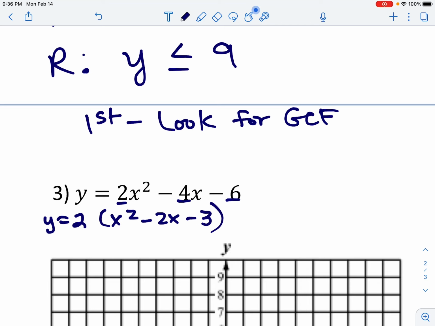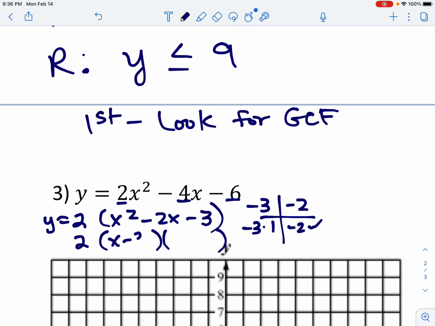Now we can factor x squared minus 2x minus 3 into two factors. So what are those two factors? Remember, factors of negative 3 that add up to be negative 2. So what are factors of negative 3 that add up to be negative 2? So in this case, we're going to have negative 3 times positive 1. And negative 3 plus 1 is going to give me negative 2, and that checks. So I'm going to have x minus 3 and x plus 1 as my two factors.